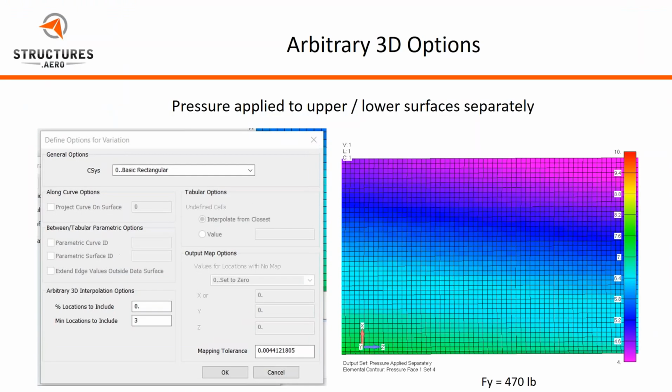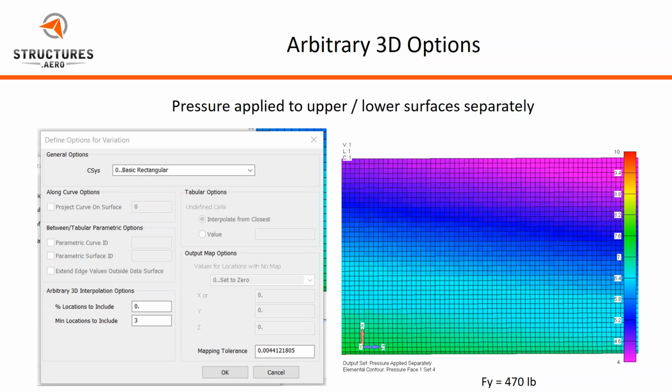we can see this was with the pressure applied separately to the upper and lower surfaces, including 3 locations to interpolate from. And as we can see, it looks very similar to when we just applied interpolating from 1 point, but it's a more smooth contour. The pressure is applied, it's more averaged over the surface.